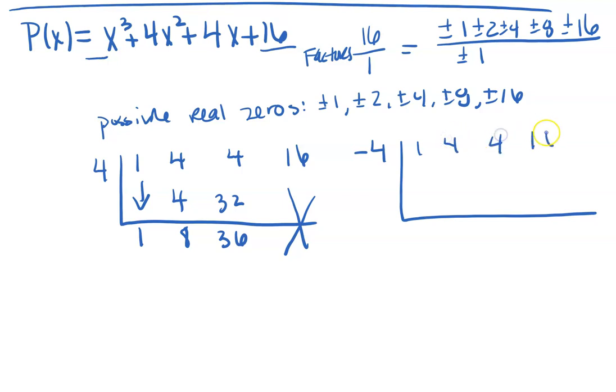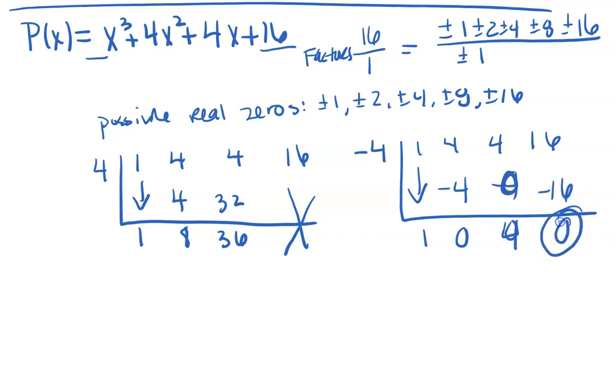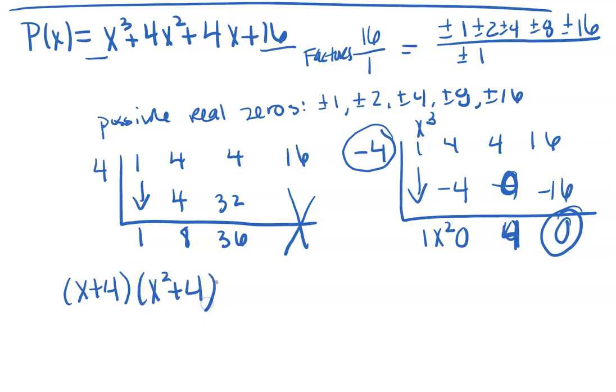1, 4, 4, 16. So that gives me, let's see, add. Oh, these numbers are already looking better. That should have been a 0, excuse me, 4, and then -16. So that does give me a 0. This shows me that -4 is a zero, and that would be a factor of x plus 4. This started out as x cubed, so x squared, and I would be left with x squared plus 4, just like we did in the previous part where I was just factoring it.